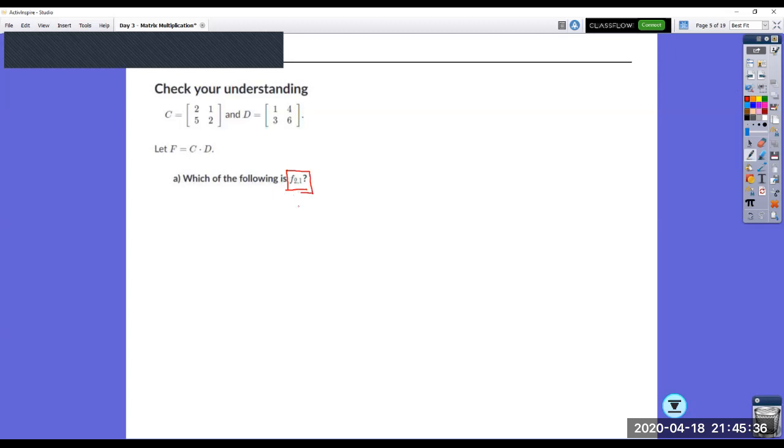This says, remember, it goes rows by columns. This means I'm going to use row 2 and column 1. That's all it's asking me for. It's asking me to find that element right there. So it's going to be 5 times 1 plus 2 times 3, which is 5 plus 6, which is 11.